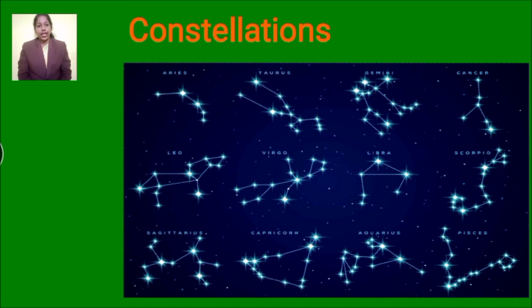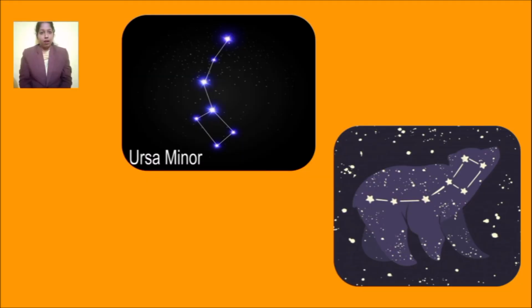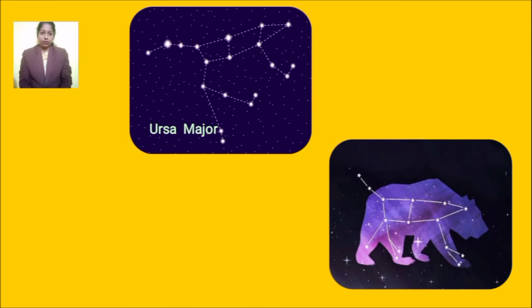Some of the constellations are Ursa Minor. Ursa Minor, its name means small bear. It is located near Ursa Major. Next is Ursa Major. Ursa Major is a constellation or group of stars that appears in the northern night sky. Its name means Great Bear.